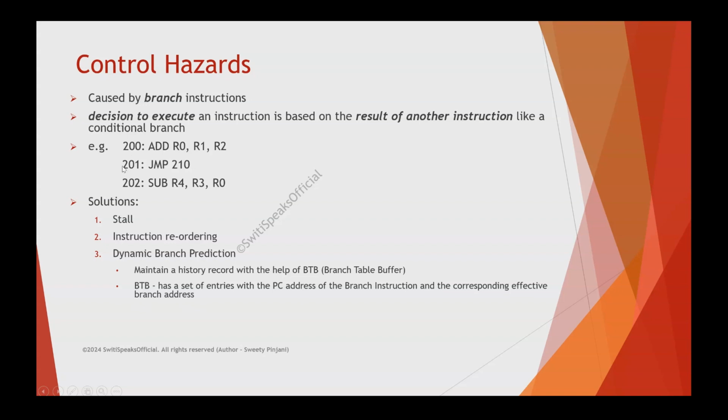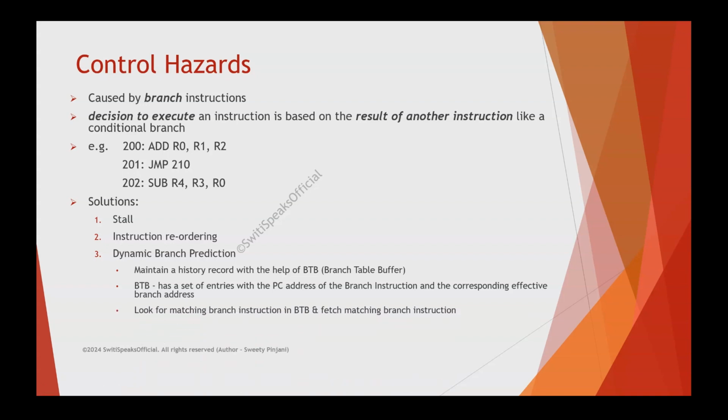Say first your program counter was 201. After decoding, it went to 210. Such kind of information will be available in your BTB, which is the branch table buffer. So next time when you come across this instruction with the program counter 201, with the help of this, you know that next you have to move to 210, not to 202.